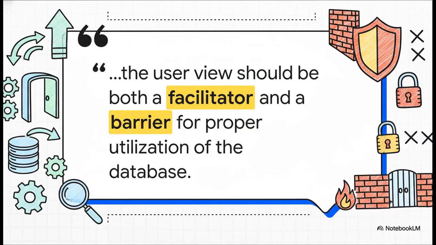And this just brilliantly illustrates the double duty of the external view. It's a facilitator, right? It makes your job easier by showing you data in the format you need. But it's also a critical barrier. This is how you stop a sales manager from peeking at sensitive HR salary info, or a junior employee from accessing high-level financial reports. It's a fundamental security principle right there in action.